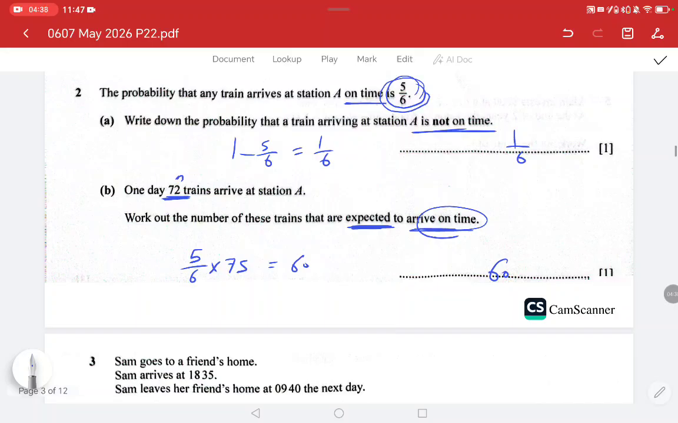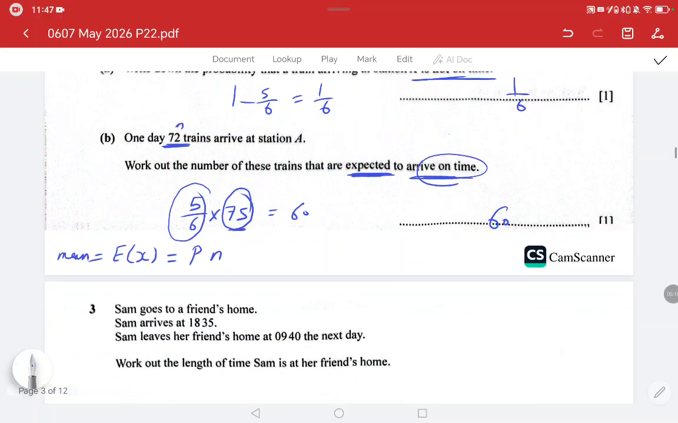By the way, next year, if you continue studying probability, if you are studying IBDP math, or if you study AS level statistics, you will have something called expected value. It will be E of x equals P times n, the probability times the number of trials. We call this the expected value or the mean. Just a step for the future.